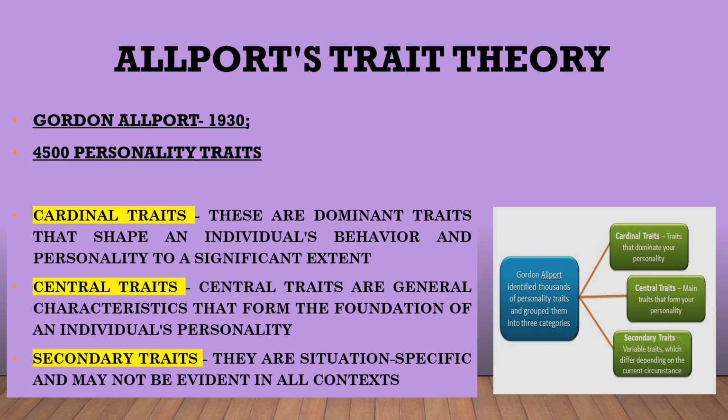The trait approach is attributed to Gordon Allport, one of the pioneers of personality psychology. Back in the 1930s, he compiled a list of 4,500 personality traits. According to Allport, a trait can be defined as a relatively stable and enduring characteristic that influences an individual's behavior, thoughts, and feelings across different situations. He grouped them into three categories: cardinal traits, central traits, and secondary traits.